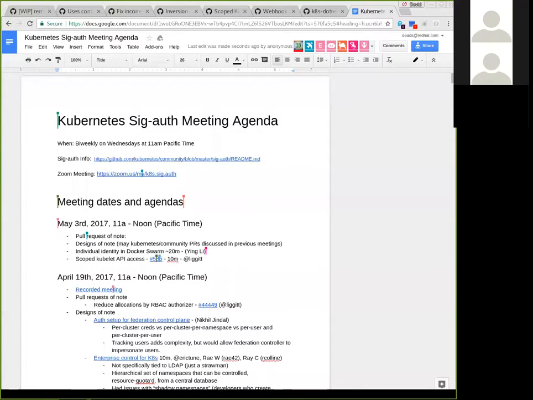All right, so this is SIG Auth on May 3rd. You should be seeing the agenda now, and you can see what we're going to be talking about. We're going to be talking about the individual identity in Docker Swarm, which will be very useful to us if we try to identify pods and what they're trying to access. And then Jordan is going to talk about the scoped Kubelet API access.